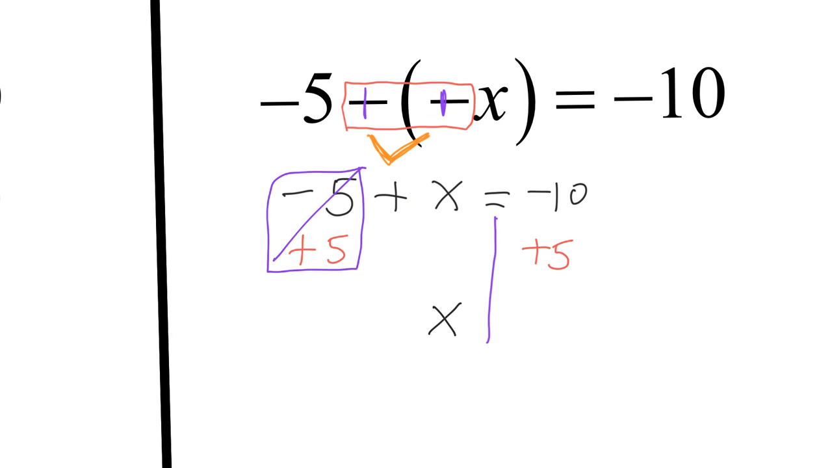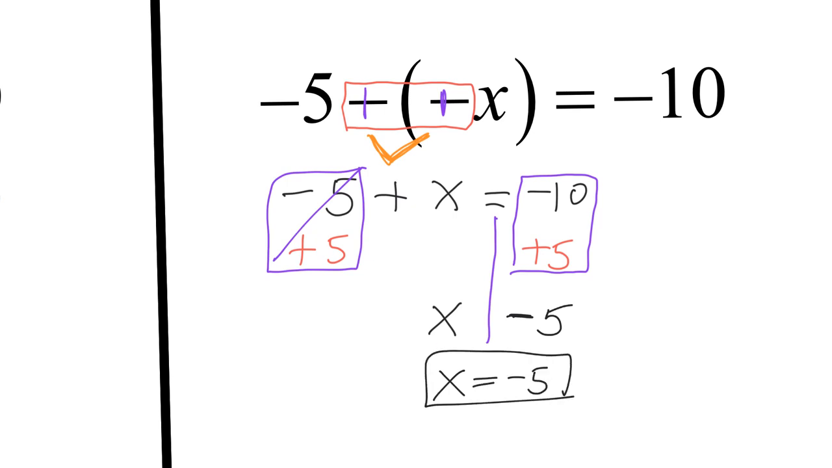And on the other side, you guys are going to combine the numbers right here. And it is a negative 10 plus 5. They do have different signs. So you subtract the numbers and keep the sign of the biggest number. So the biggest number is negative, and you subtract, so 5, negative 5, x equals negative 5.